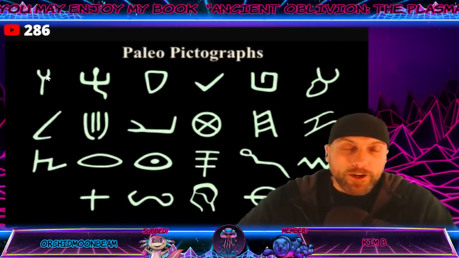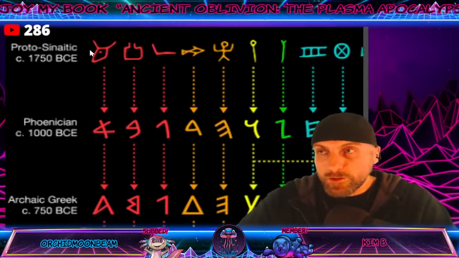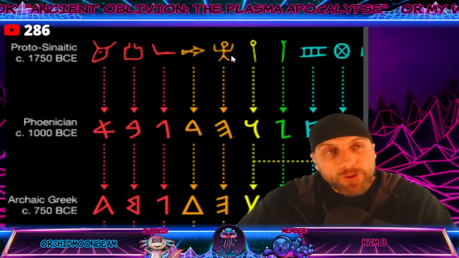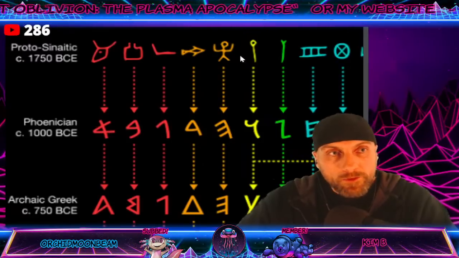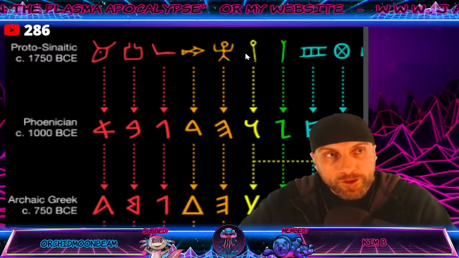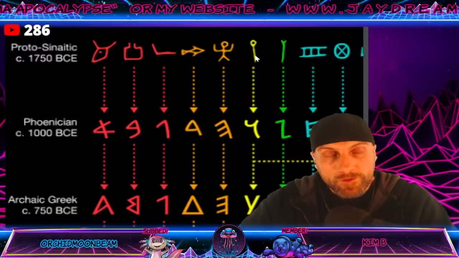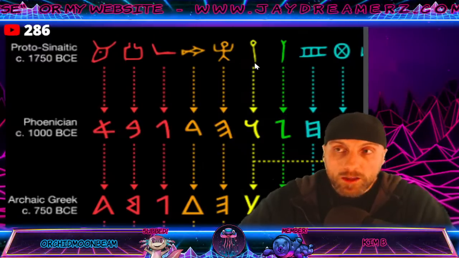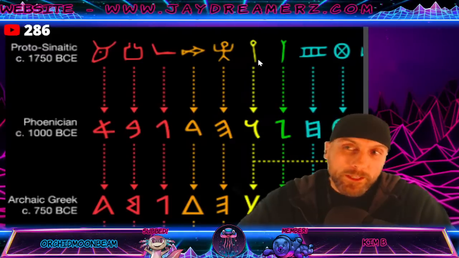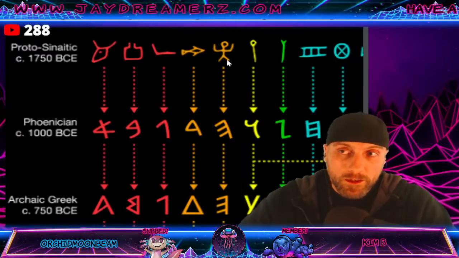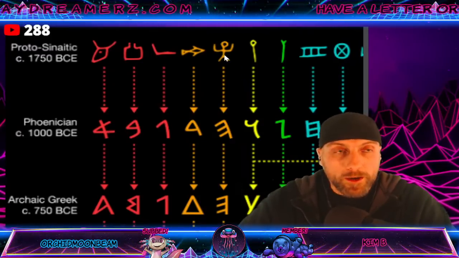Now, Vav is very interesting, especially in conspiracy circles. It's kind of got a bad reputation. So let's talk about Vav. Here we have a proto-Sinaitic version of it right after Hey. We've got Vav right there, which looks like a column with a hole right at the top. Interesting, because it shares that with the stick figure man over here, the squatter man.